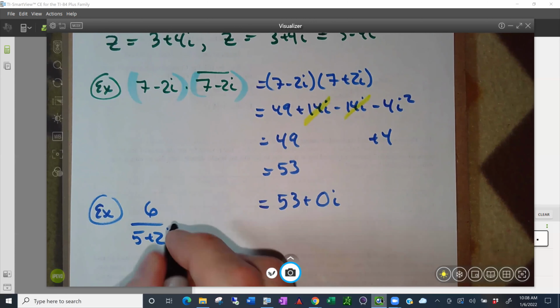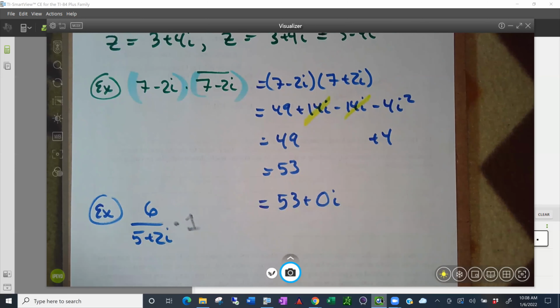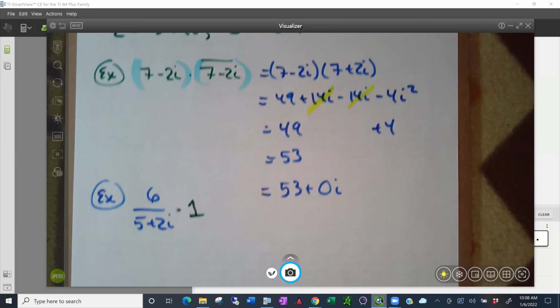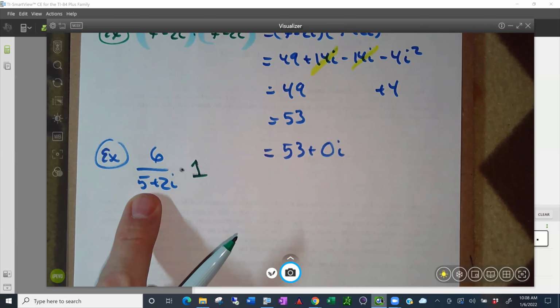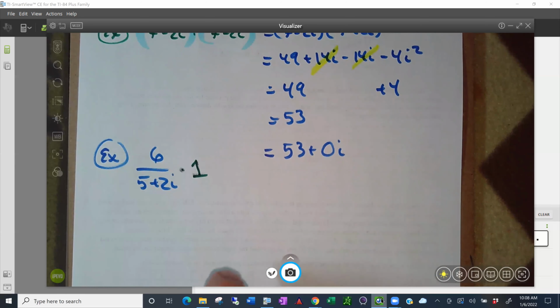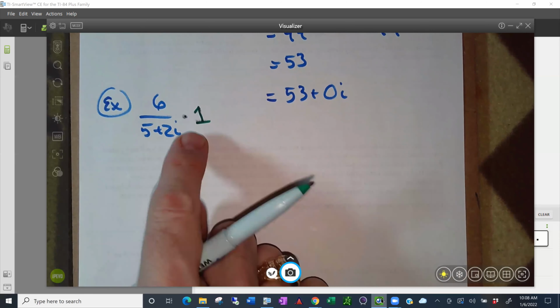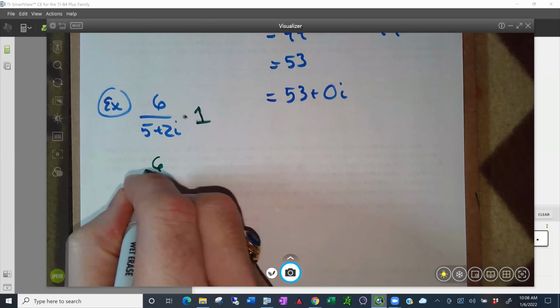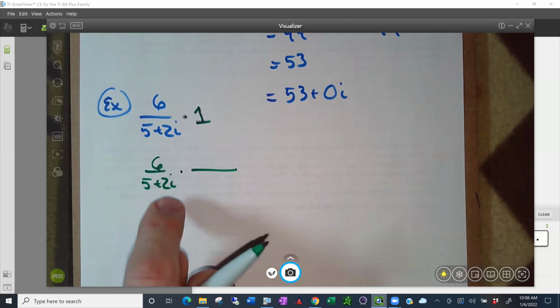So the trick is we're going to multiply this by 1. That is, if I can find a pen that works. So let's try this one. And there we go. We're going to multiply by 1. Now you can't just multiply by 5 plus 2i or something like that and cancel that out, because this isn't an equation. The only thing you can do to simplify an expression is to multiply by 1. And the form of 1 we're going to choose is the conjugate of the denominator.